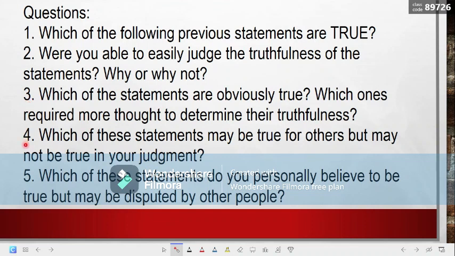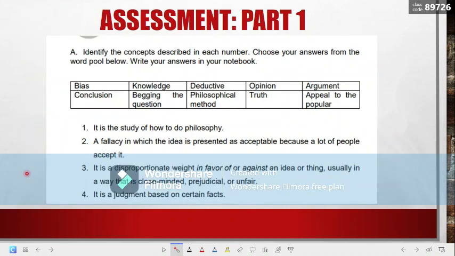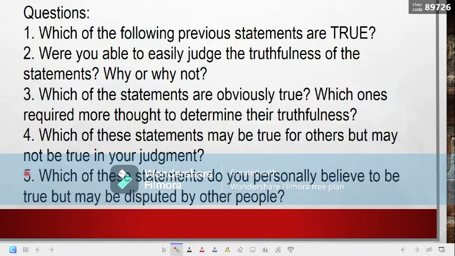Number 4. Which of these statements may be true for others but may not be true in your judgment? Number 5. Which of the previous statements do you personally believe to be true but may be disputed? Disputed means maybe disagreed with by other people. Okay. So that's it. You have to complete that task in your philosophy activity notebook.